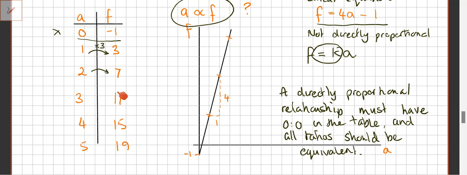Now, one of the reflect and discuss questions is, could you give me an actual situation that is a linear relationship but not a directly proportional one? In this world of money, think of services that you might get.